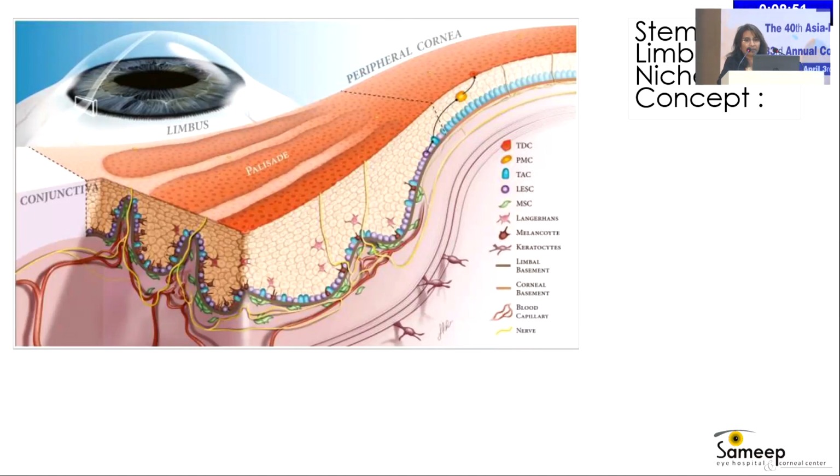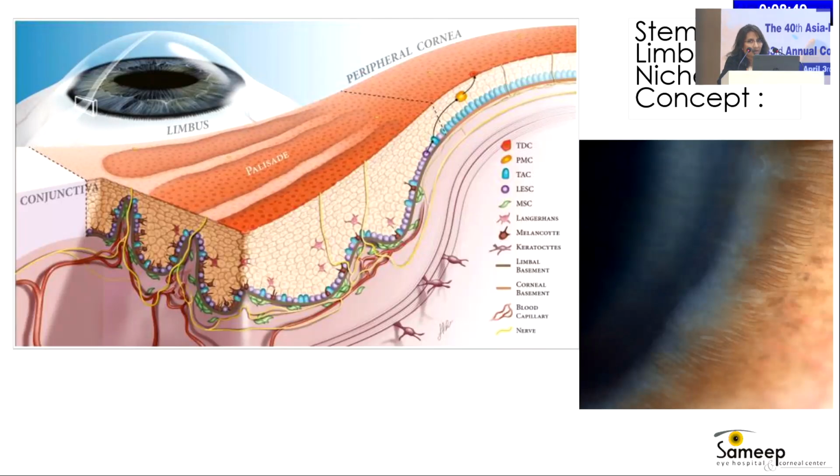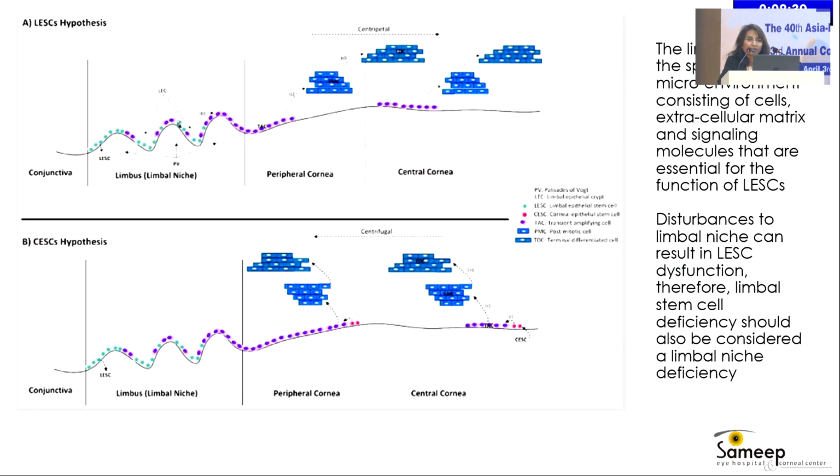the concept of stem cells and the limbal stem cell niche. We understand that these limbal stem cells, which are responsible for maintaining corneal epithelial integrity, reside in the palisades of Vogt. As you can see here in the clinical picture, the limbal niche is the specialized microenvironment consisting of cells, extracellular matrix, and signaling molecules that are essential for the function of the limbal epithelial cells.